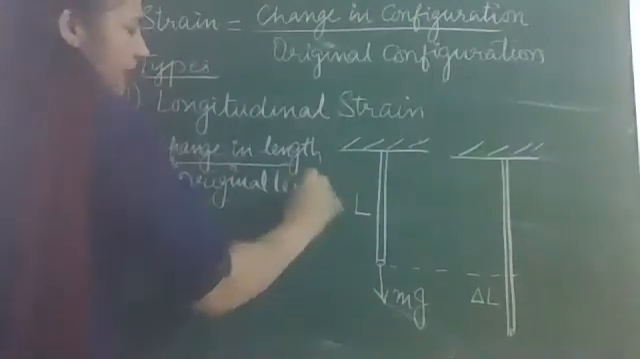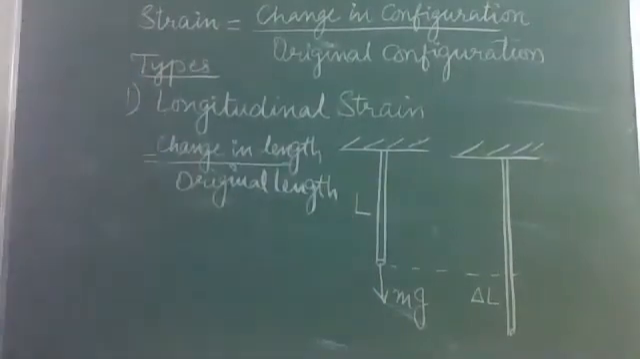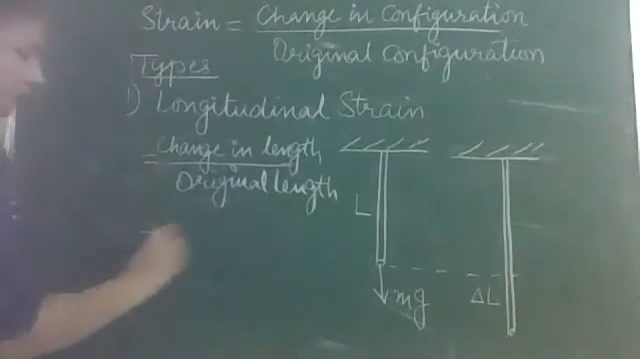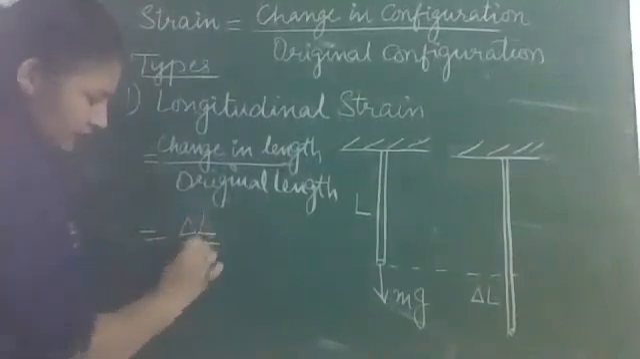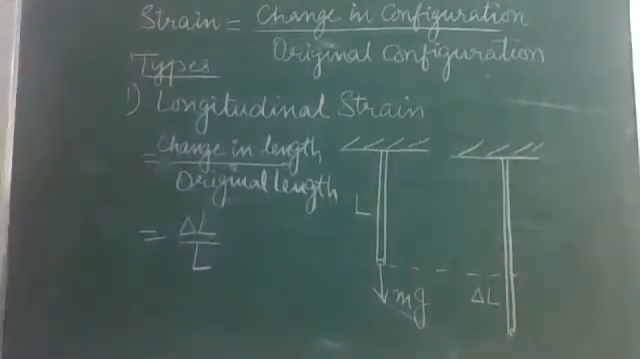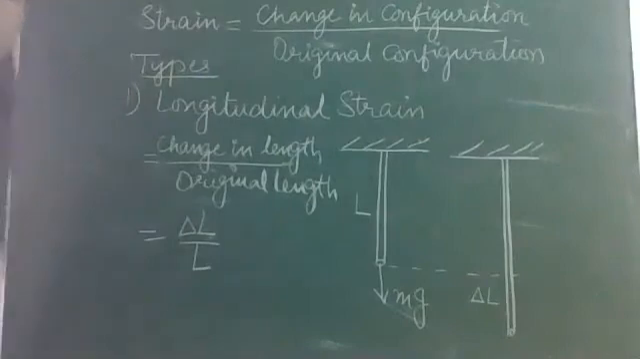Longitudinal strain is defined as the ratio of change in length per unit original length. So it is obviously delta L by L. Delta L upon L. So note down the expression for longitudinal strain. Delta L by L. Is that clear? Any doubt?